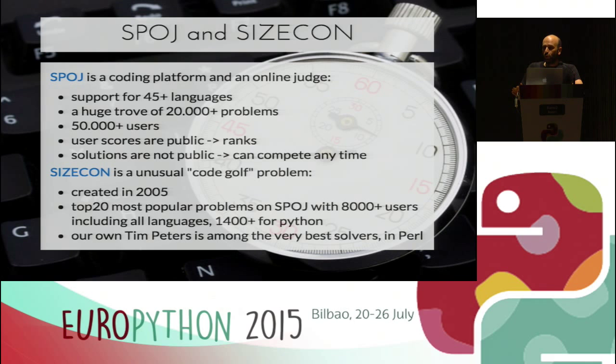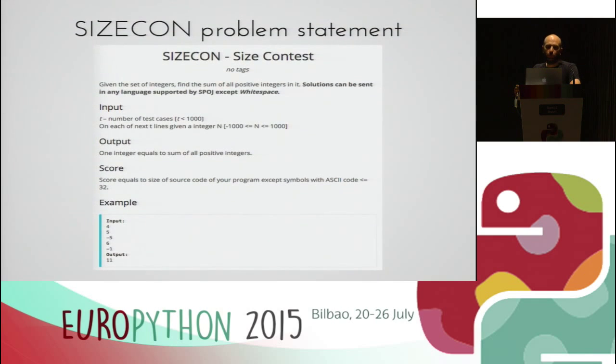Now, SIZECON is an unusual problem. Usually, the SPOJ problems are standard algorithm problems, but SIZECON is one of the few code golf problems. It's really old. It was uploaded in 2005, and it's actually one of the top 20 most popular problems of SPOJ, and 8,000 people tried to do it, with 1,400 solutions in Python alone. Actually, Tim Peters, one of the fathers of Python, is one of the best solvers, even if in Perl. He used Perl to do one of the solutions.